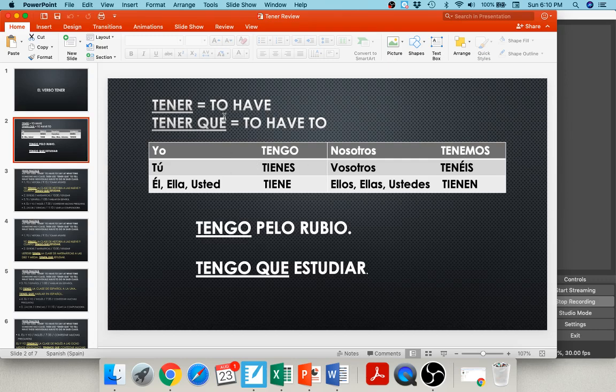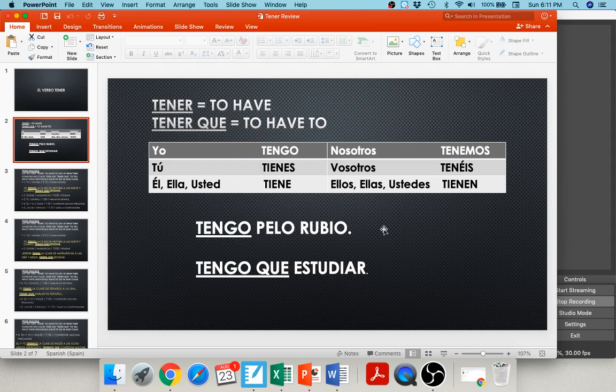For example, you only need the que when you're saying you have to do something. It's usually followed by an infinitive. So for example, tengo pelo rubio. I have blonde hair. That doesn't require a que because I'm not saying I have to blonde hair. I'm just saying I have blonde hair, and there's no infinitive in this case. Unlike the second sentence here, which says tengo que estudiar. I have to study. In that case, the verb tener is used with an infinitive, describing something that one has to do. So tengo pelo rubio and tengo que estudiar.